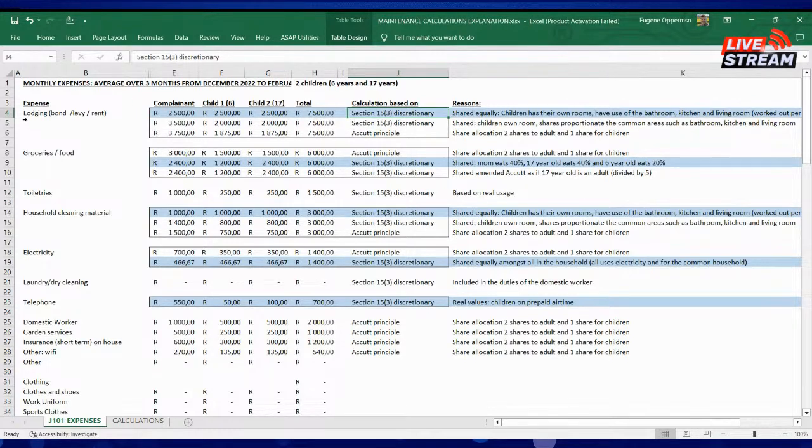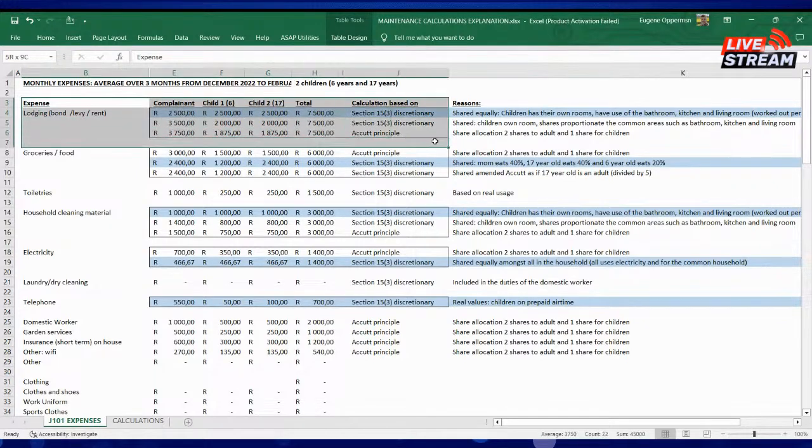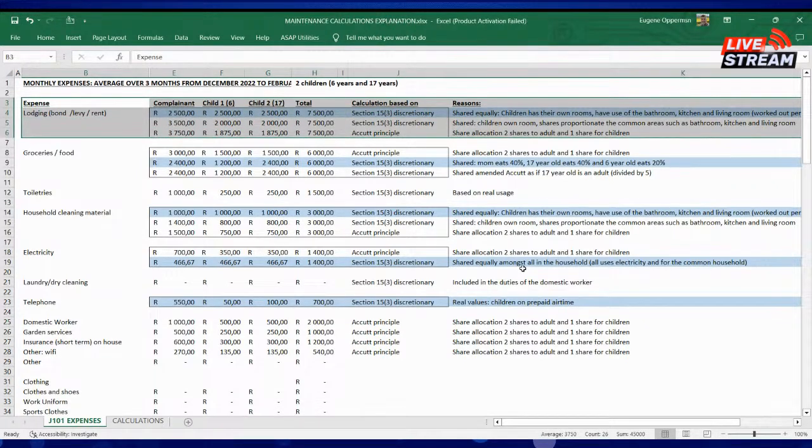So if one looks at, for example, the expense of lodging, I've marked 3 scenarios which could be used. And this is why I like using a spreadsheet, because you can delete something or you can add something, and you can manipulate what it looks like in order to make it more to your advantage at the end of the day.